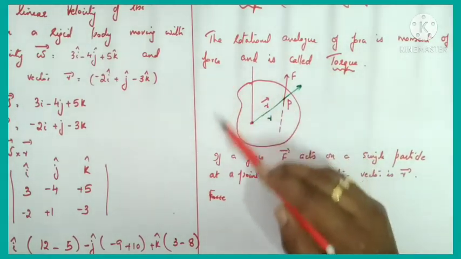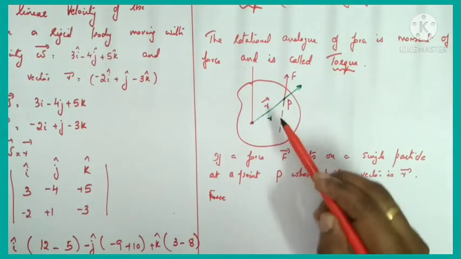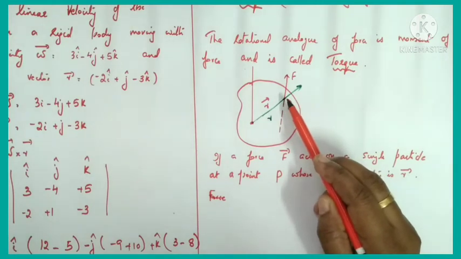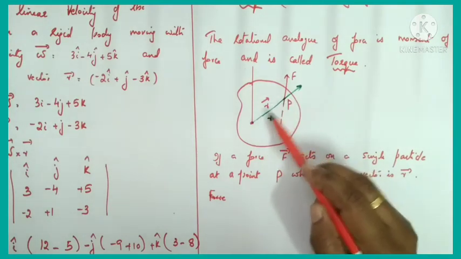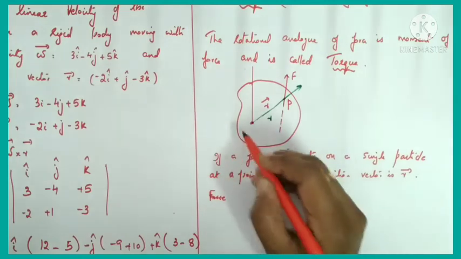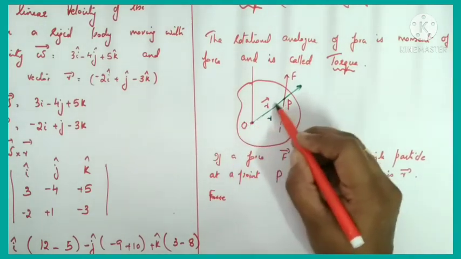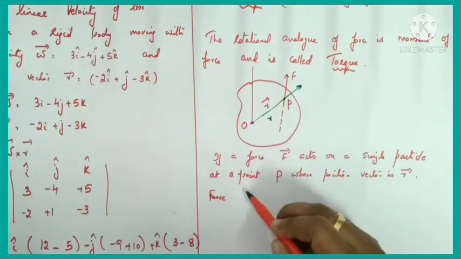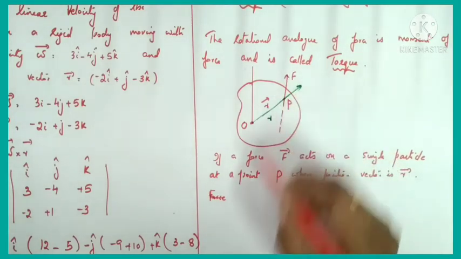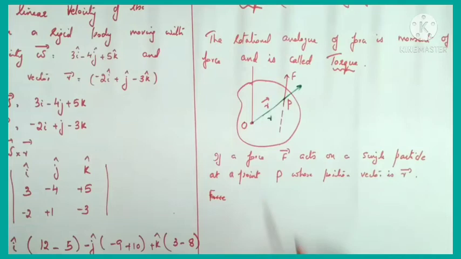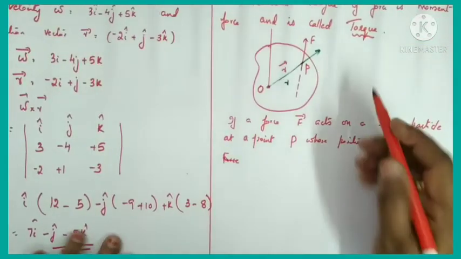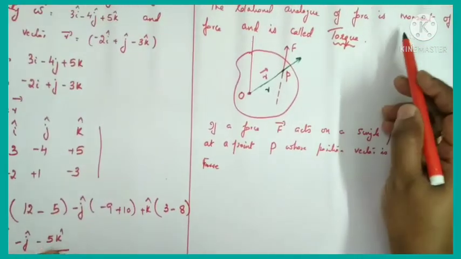We can consider a rigid body rotating about a given axis. P is a particle on the rigid body at a distance r from the origin, or r from the axis. Let O be the origin and r be the position vector of the particle. If a force F is acting on the particle, this is the direction of force. Then torque is defined as the moment of force.